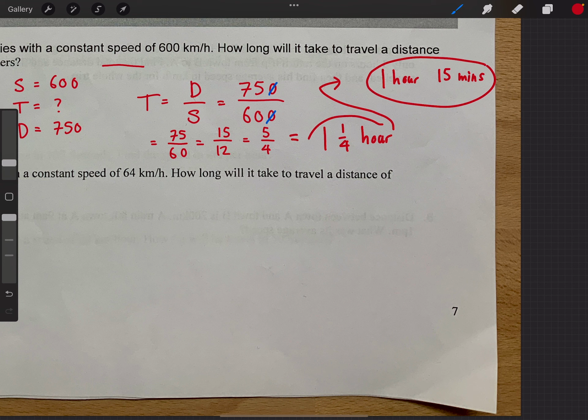So to find time, let's have a look at this triangle. We cover up the time, we get distance divided by speed. What's the distance given to us? The distance is this amount, which is 7,150 divided by the speed. And the speed is 780.